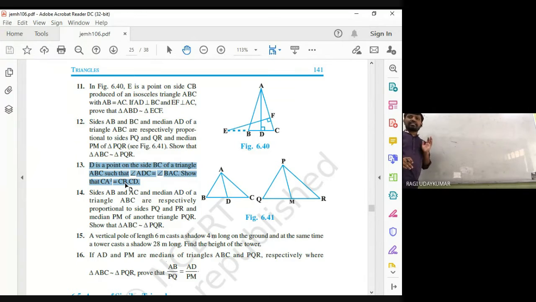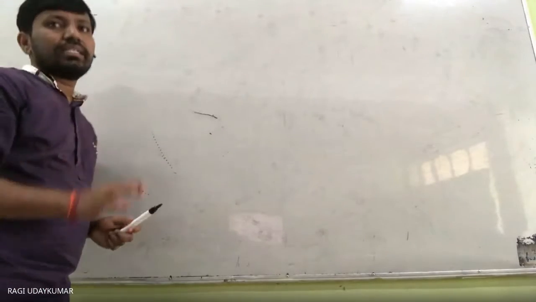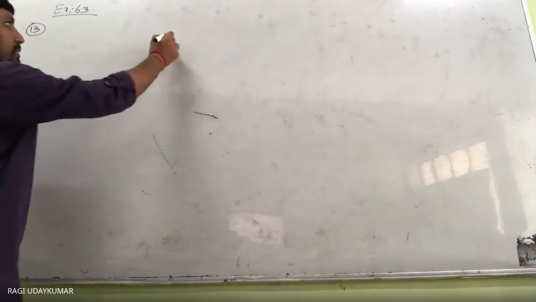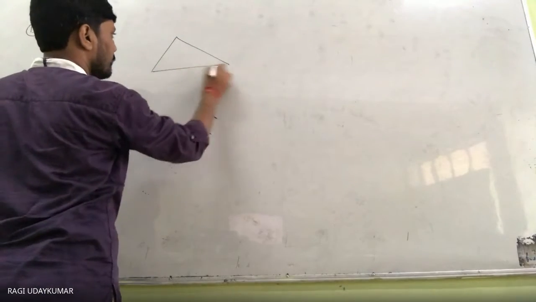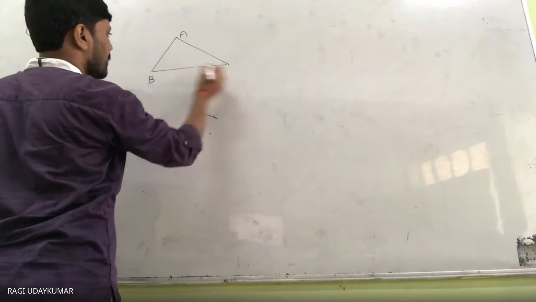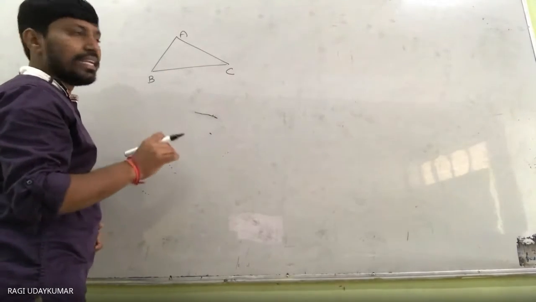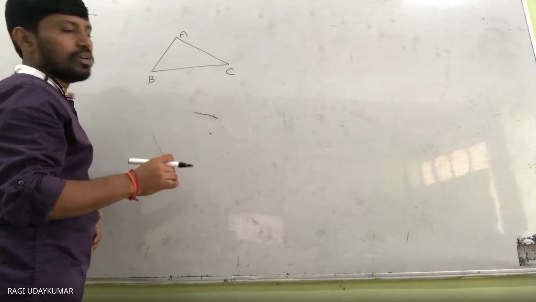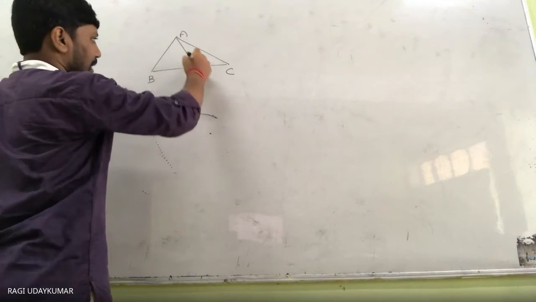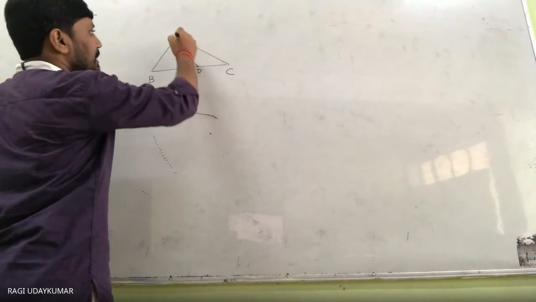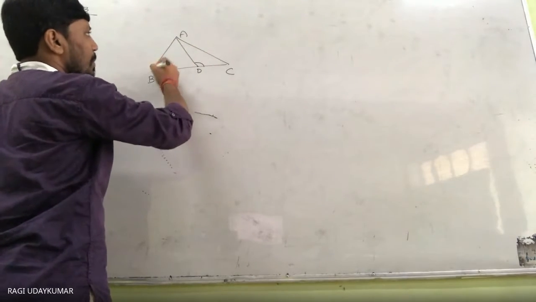D is a point on the side BC of a triangle ABC. This is triangle ABC I'm taking into consideration. On BC, there is a point D such that ADC is equal to BAC. Like this, if you are taking D here, this ADC is equal to BAC.